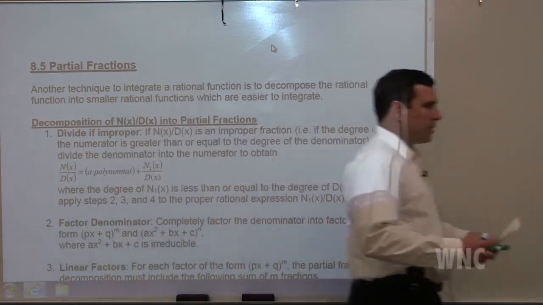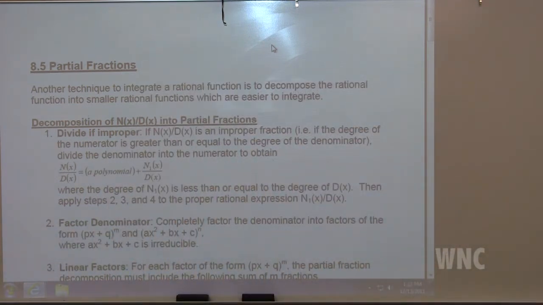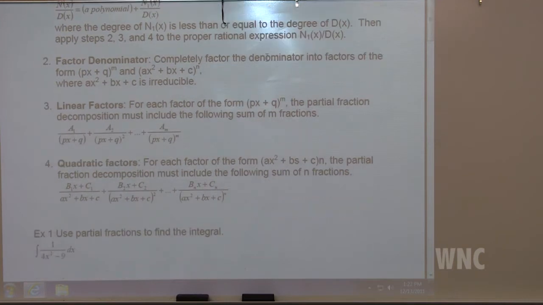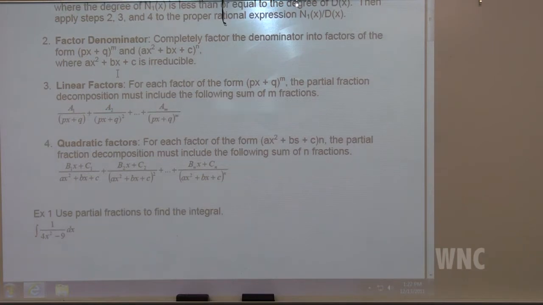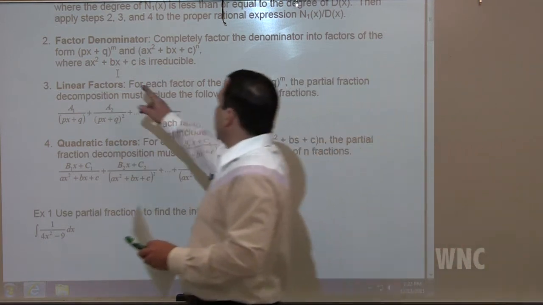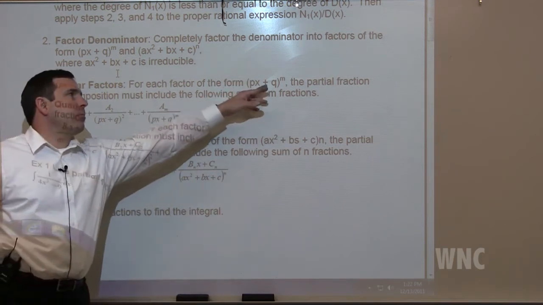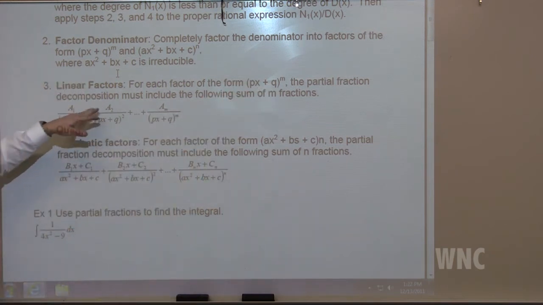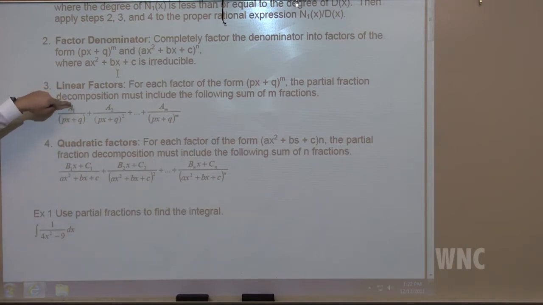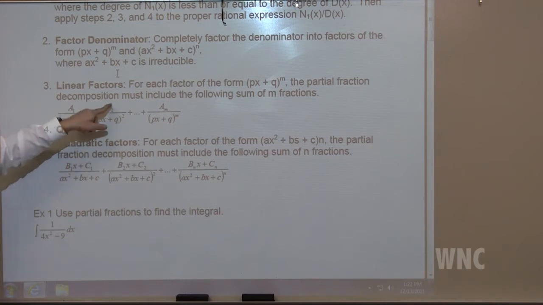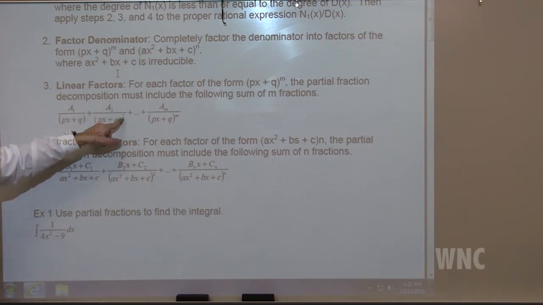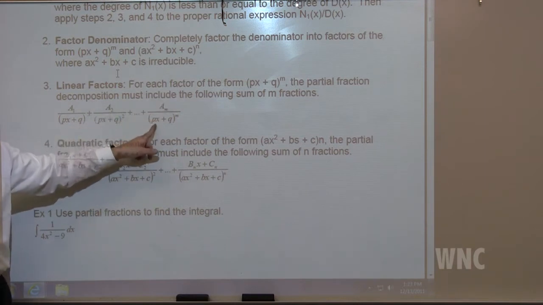I'm going to go over here and scroll this. So step 2 says factor the denominator. Completely factor the denominator into factors of the form (px + q)^m, and m could be 1, and (ax^2 + bx + c)^n, where ax^2 + bx + c is irreducible. Linear factors. For each factor of the form (px + q)^m, the partial fraction decomposition must include the following sum of m fractions: A1 over (px + q) to the 1 power, A2 over (px + q) to the 2 power, plus A_m over (px + q) to the m power.